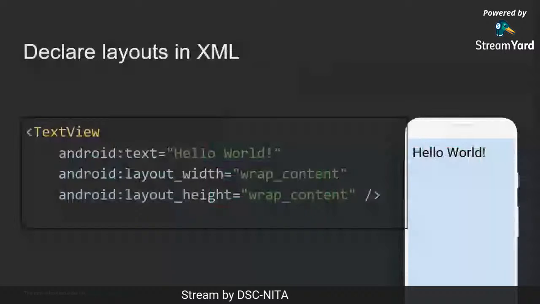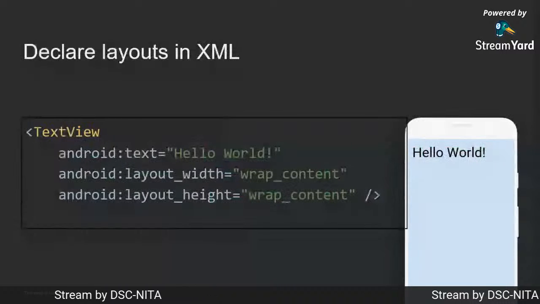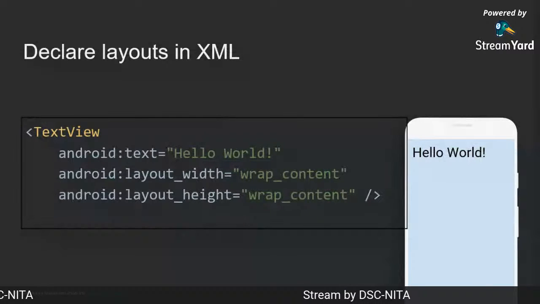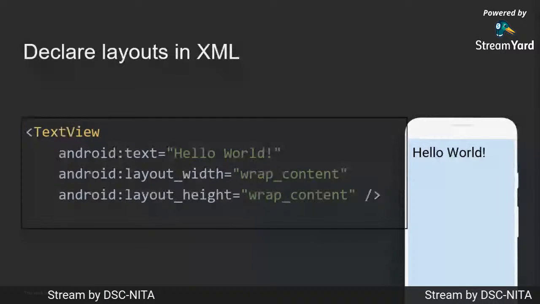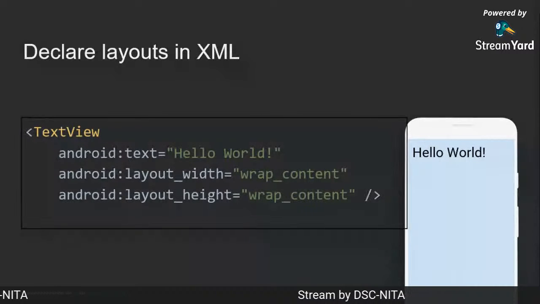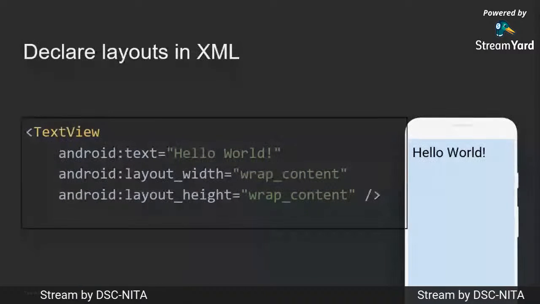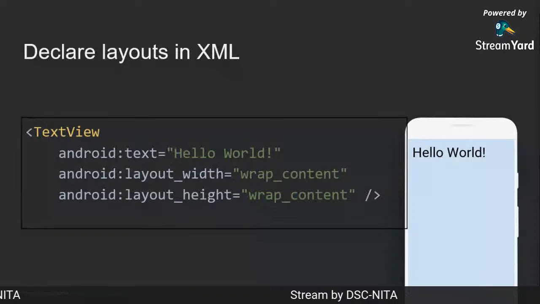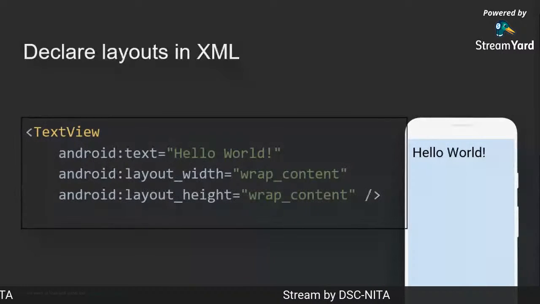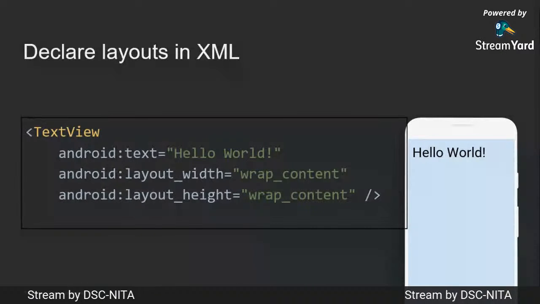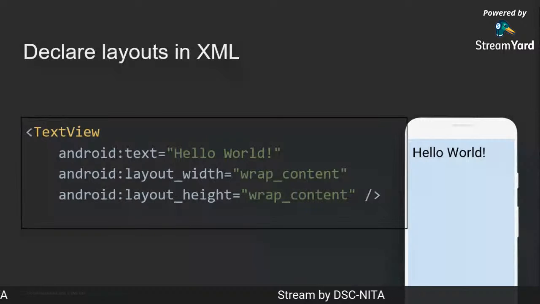So this is the basic syntax of layouts. How do we declare layouts in XML? XML is the code for the front end of native apps. So this is the basic syntax. android:text equals hello world. Thus we can print hello world in our app. android:layout_width and android:layout_height are wrap_content. What do you mean by wrap content? Wrap content means fitting the content, and the content here is hello world. So the height of the hello world and the width of the hello world.